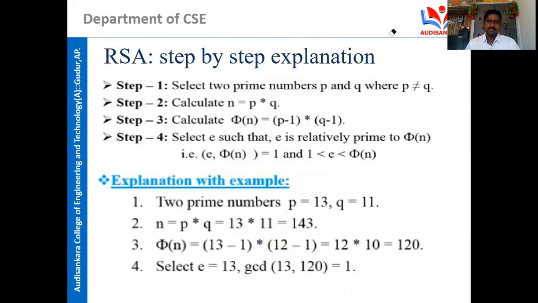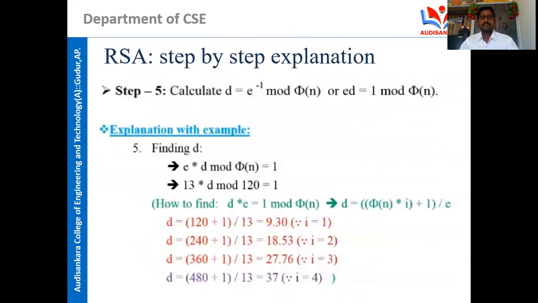Now see the 5th step. Calculate d equals e power minus 1 mod phi of n, or ed equals 1 mod phi of n. So this is the formula. See here, we have to find the d. E into d mod phi of n is equal to 1. So this formula is changed like this.